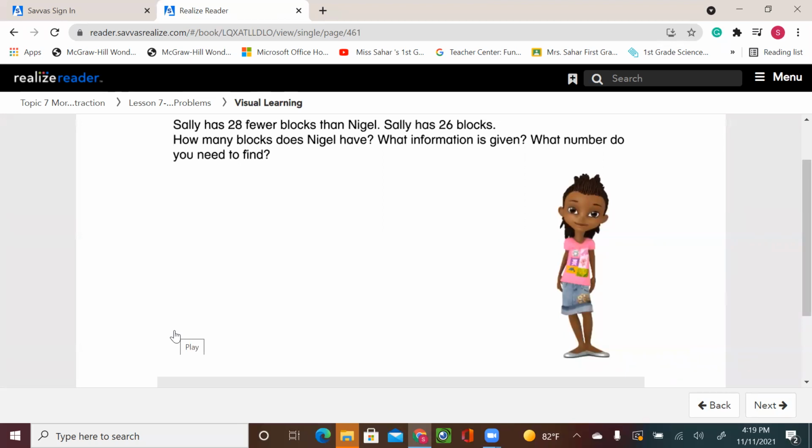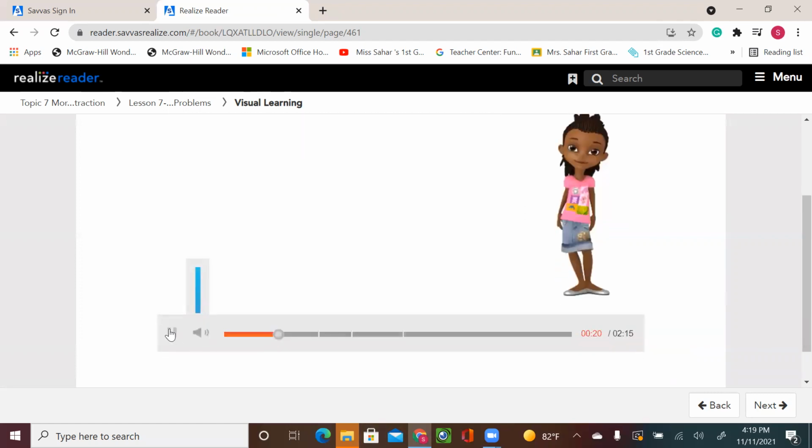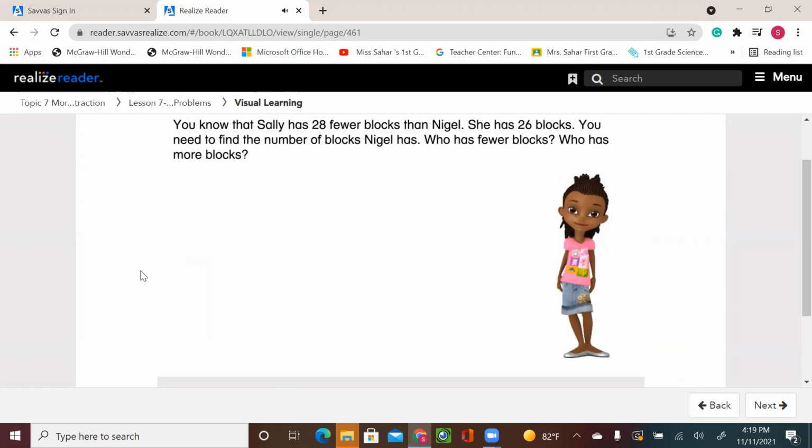Okay, so Sally has 28 fewer blocks than Nigel. Sally has 26 blocks. So how many blocks does Nigel have? So now I'm looking for what Nigel has. I know that Sally has 26 blocks and I know she has 28 blocks fewer. So now I'm looking for what Nigel has more than her. You need to find the number of blocks Nigel has. Who has fewer blocks? Who has more blocks?